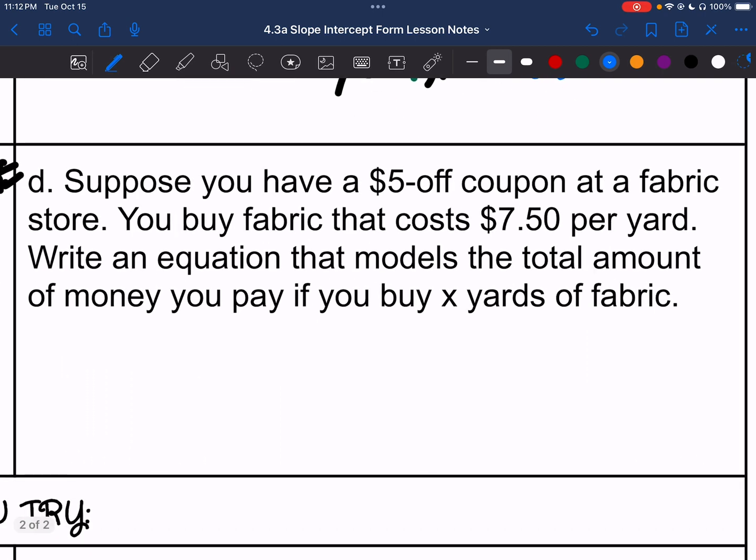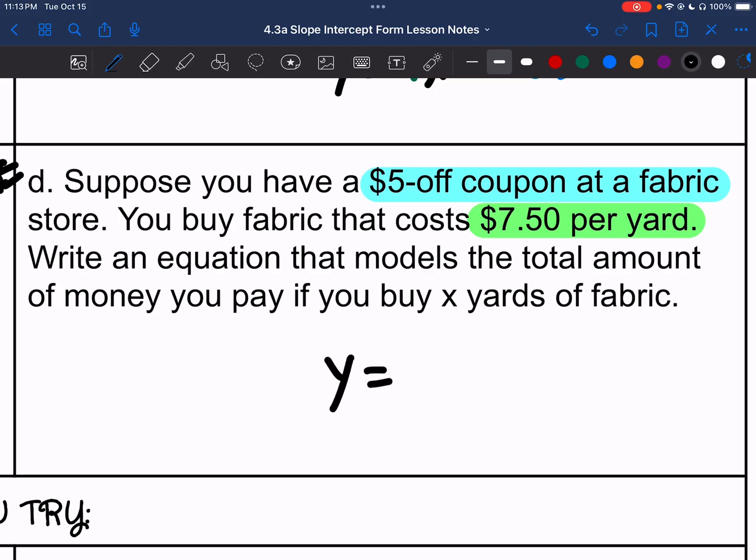Letter D. Suppose you have a $5 off coupon at a fabric store. You buy fabric that costs $7.50 per yard. Write an equation that models the total amount of money you pay if you buy X yards of fabric. Now, if you don't know this, fabric is going to be sold by the yard, so 1 yard long, and you can buy fractions thereof. So we have our rate and we have our starting amount. Our starting amount is $5 off, and our rate is $7.50 per yard.